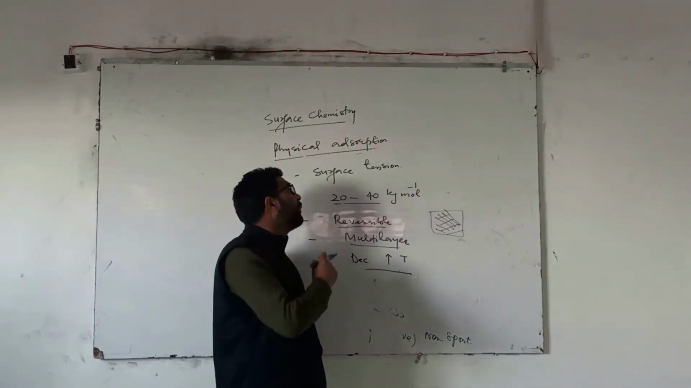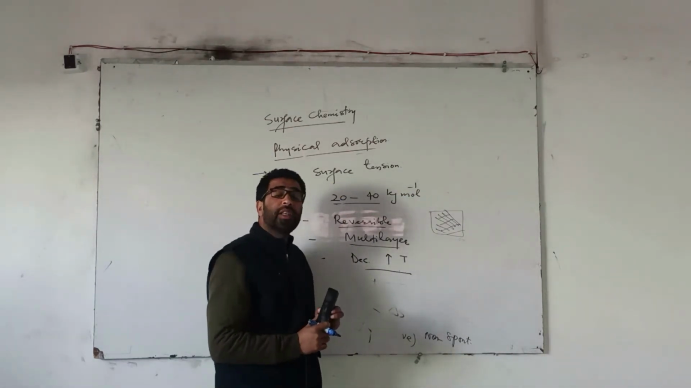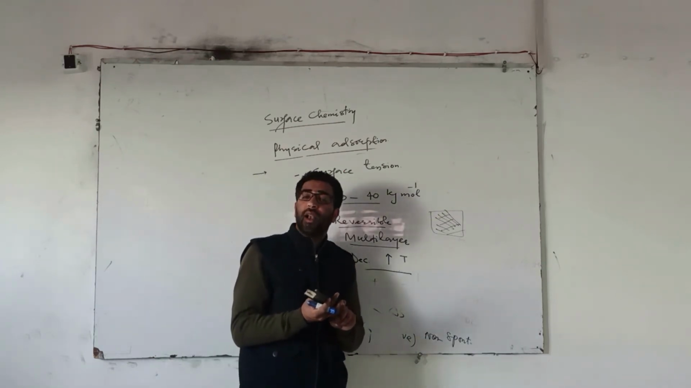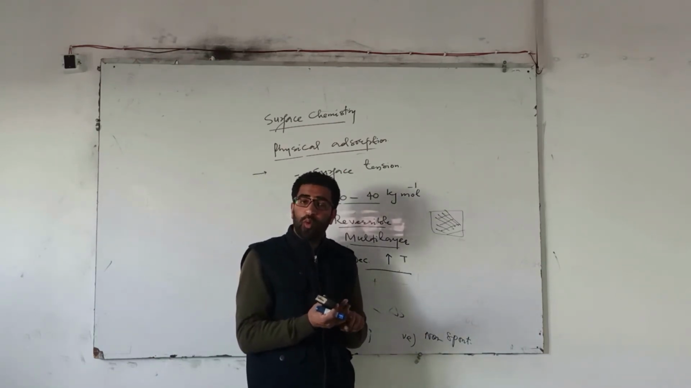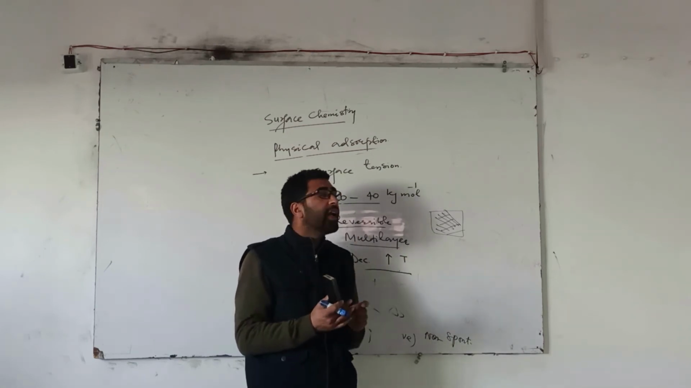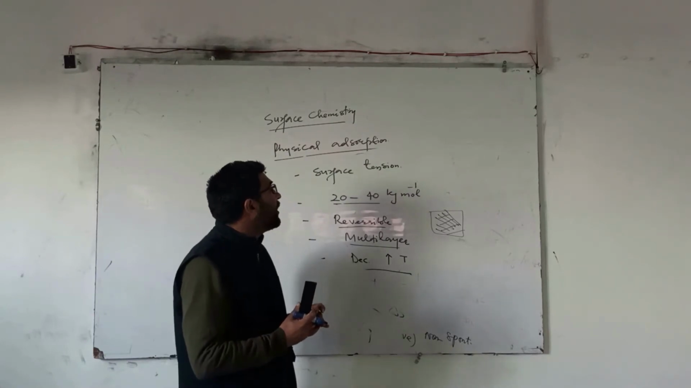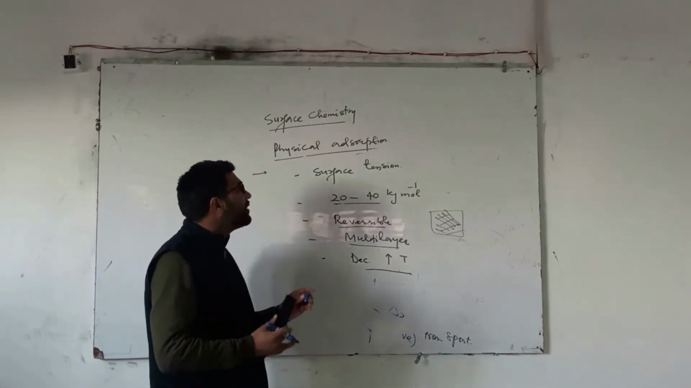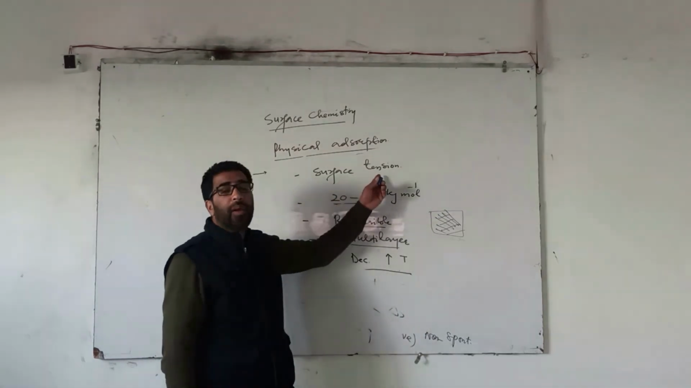So these were the few points about physical adsorption. What is the first point which you learned? The first point is that there are physical forces, meaning van der Waals forces, between the adsorbate and the adsorbent. Number two, we have learned that this type of adsorption takes place on those surfaces which have only surface tension.